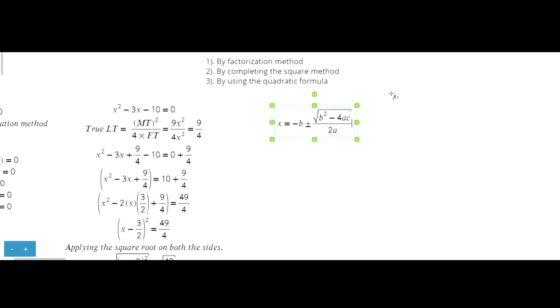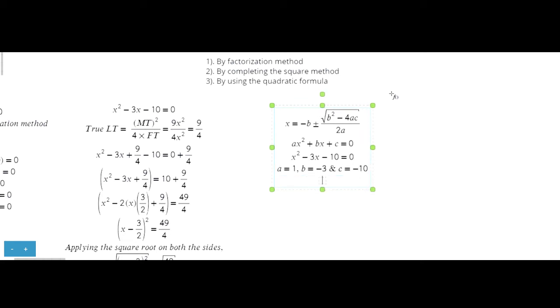Now what are these terms here, a, b and c? Let's figure it out. We know that our quadratic equation's general form is ax square plus bx plus c is equal to 0. So let's compare our equation, x square minus 3x minus 10 is equal to 0, with this general form, which will lead us to the values of a, b and c. As we can see here, a is nothing but the coefficient of the first term, which is equal to 1. Then b is the coefficient of the second term, which is equal to minus 3. And the value of c is the third term, which is minus 10.